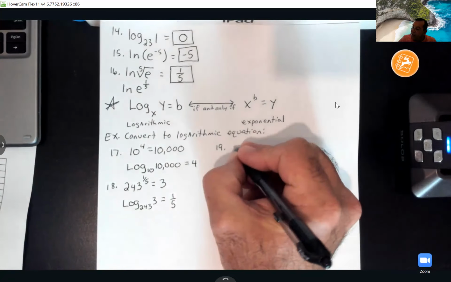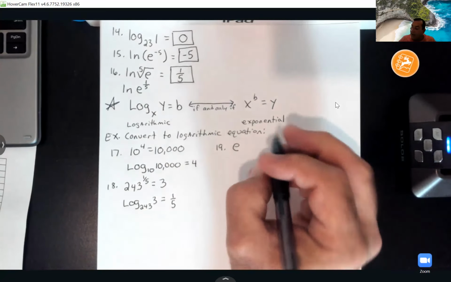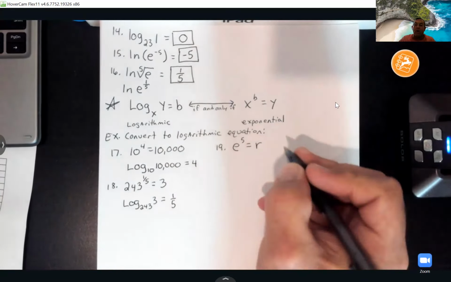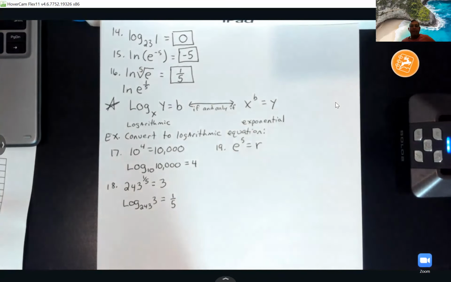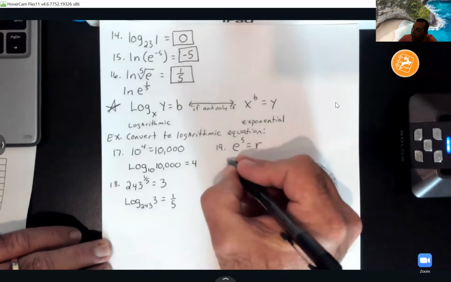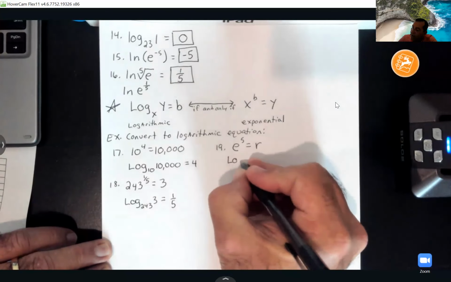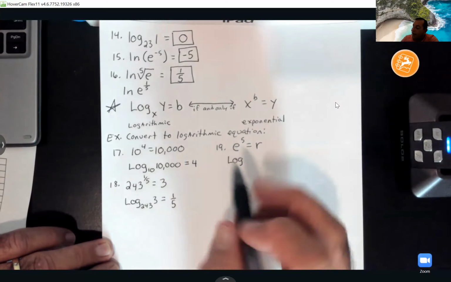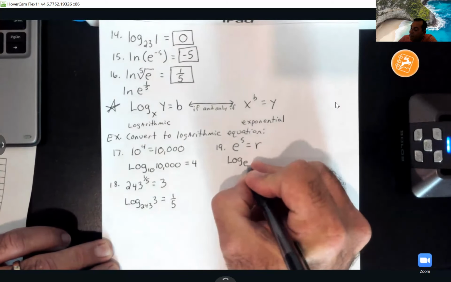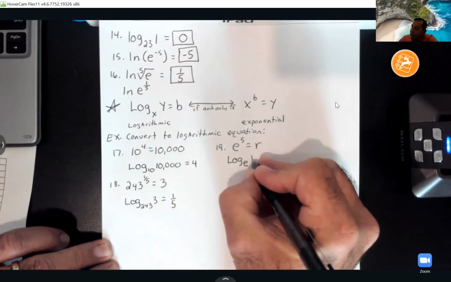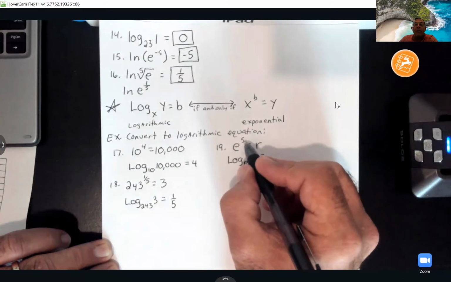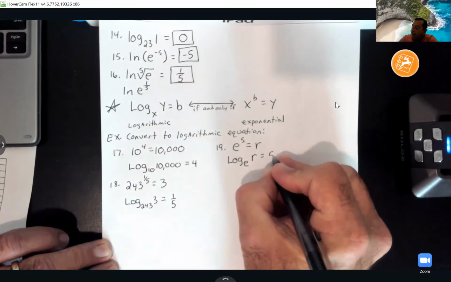Oh, y'all, how about this? e to the 5th equals r. All right, so I'm going to write my log. My base is the e. My result is the r, and that's going to equal the exponent of 5.